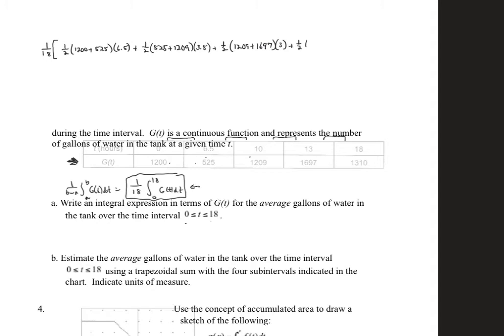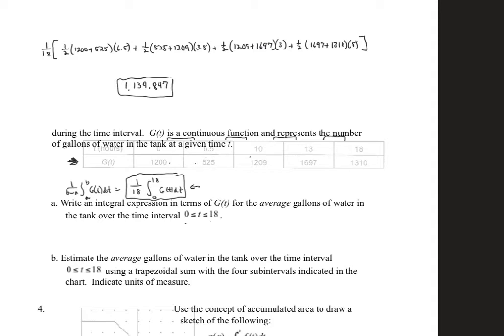And our final trapezoid is going to be 1/2, the 1697 plus 1310, and 18 minus 13 is 5. So we will then enter that stuff into our calculator, and I believe that is going to be 1139.847, and we're asked to give units.